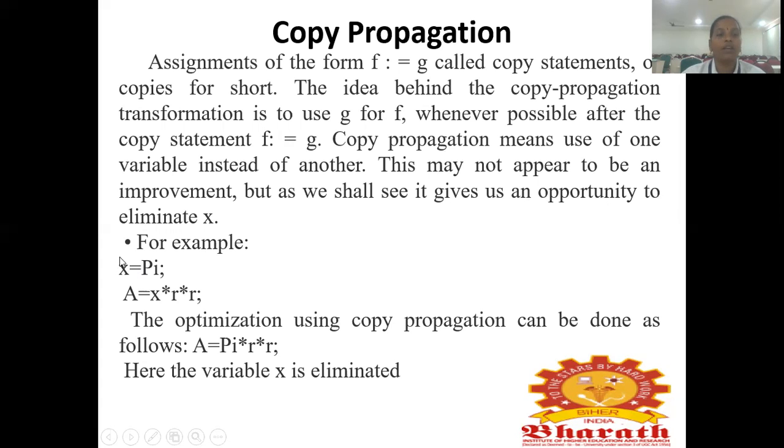For example, x equal to pi; the compiler cannot access the pi value directly. So the compiler has to search for the pi value in memory or wherever it is. So a equal to x into r into r. This optimization using copy propagation can be done by replacing x with its value, that is, the x value is pi. So the pi value can be stored in the x variable.